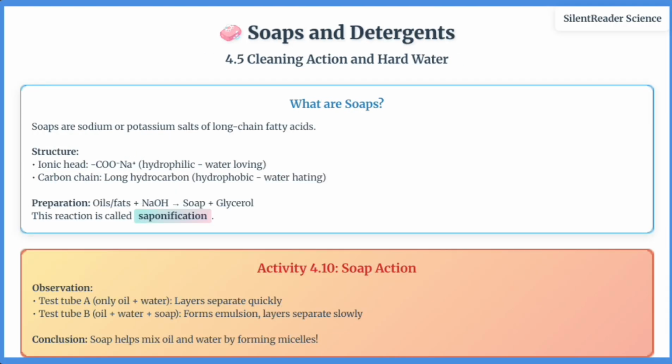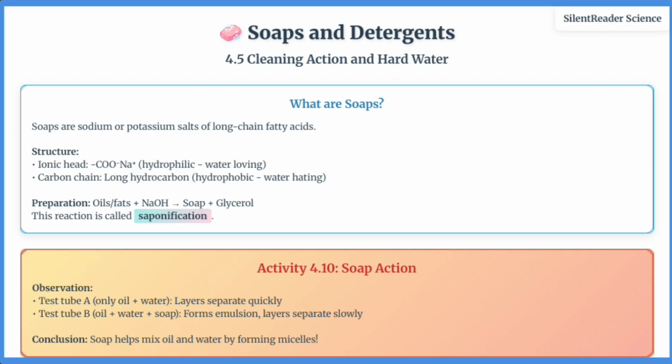Soaps and detergents demonstrate amazing chemistry in cleaning. Soaps are sodium or potassium salts of long-chain fatty acids, with hydrophilic ionic heads and hydrophobic hydrocarbon tails. In Activity 4.10, we see that soap helps mix oil and water by forming micelles, structures where hydrophobic tails trap oil droplets while hydrophilic heads face water. This emulsion can be rinsed away, cleaning the surface.